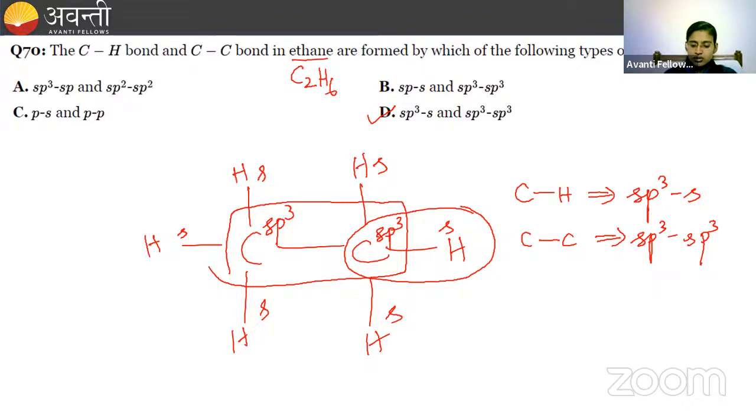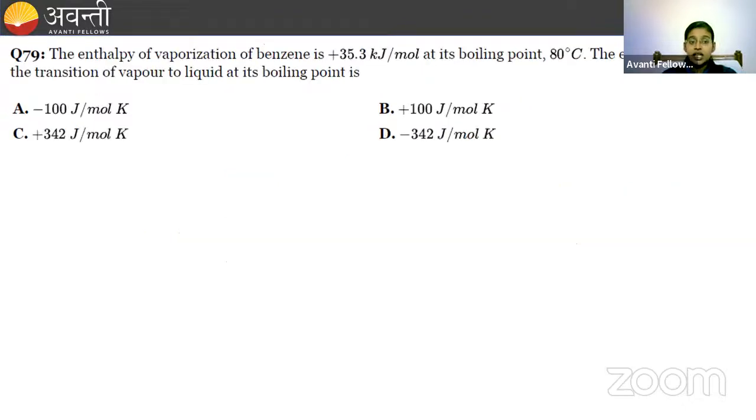So now let us go for question number 79. The enthalpy of vaporization of benzene is plus 35.3 kilojoule per mole. Vaporization means the liquid benzene is getting converted to vapor. The formula for benzene is C6H6. The liquid benzene is getting converted to gaseous benzene.